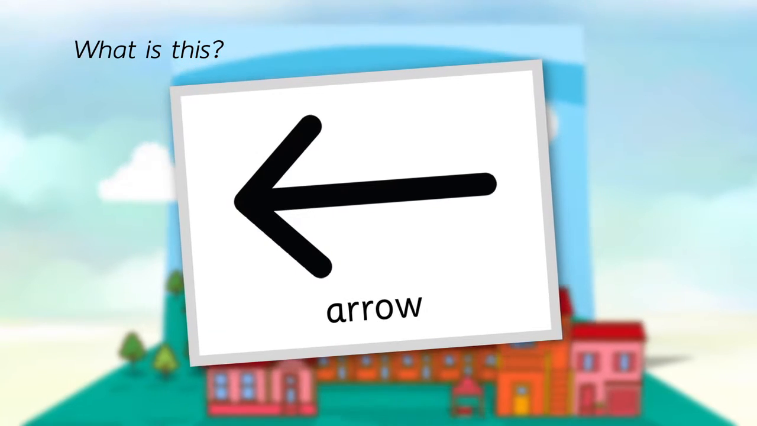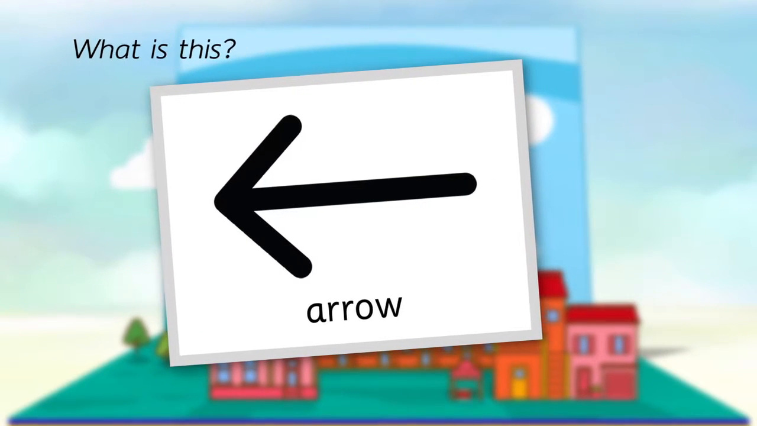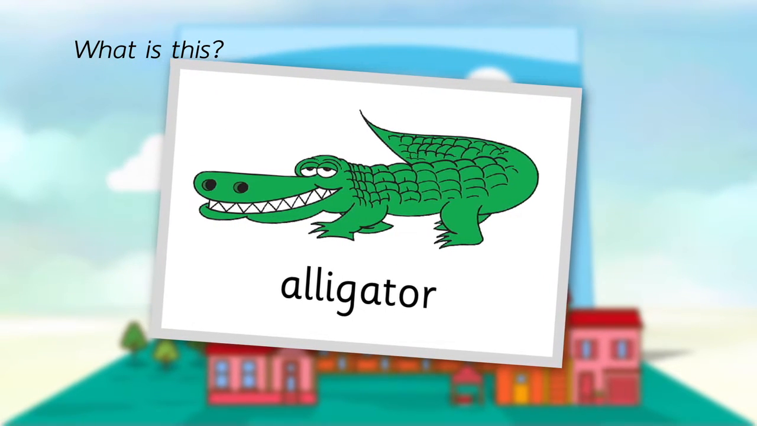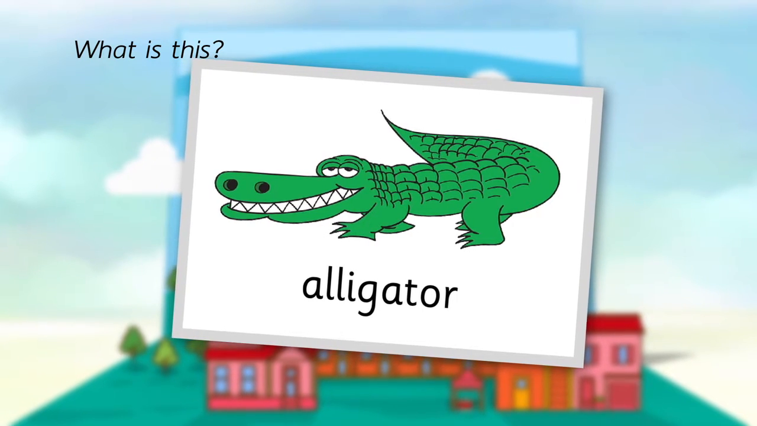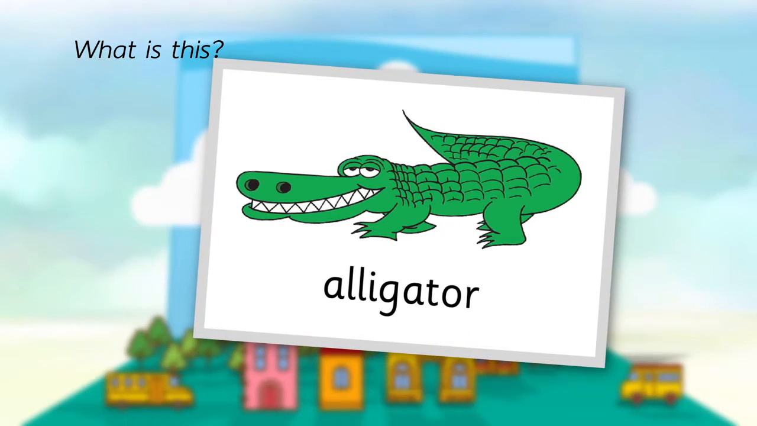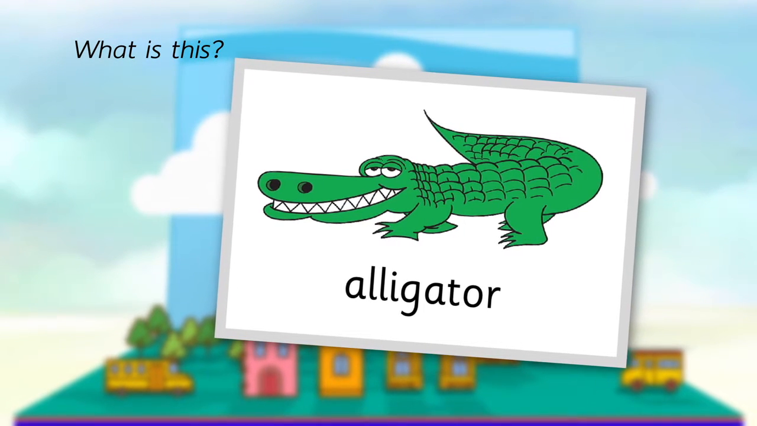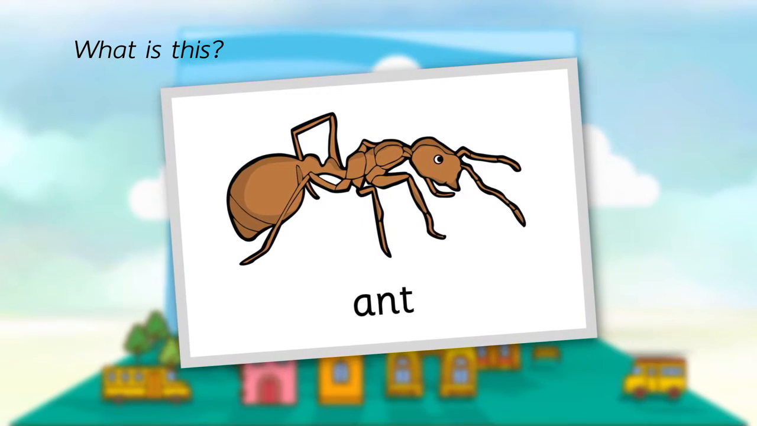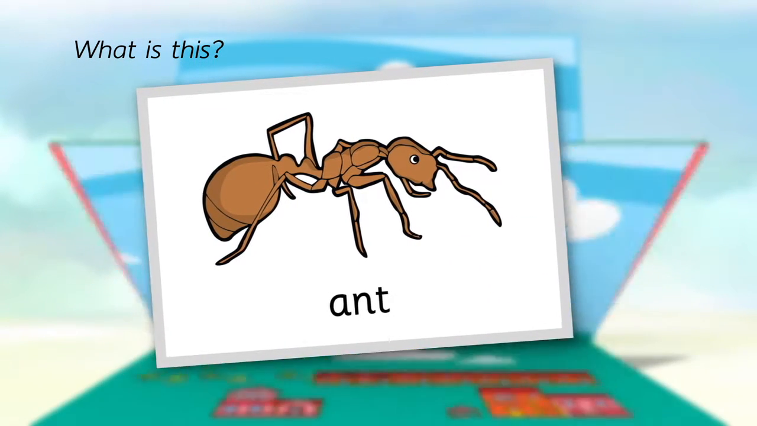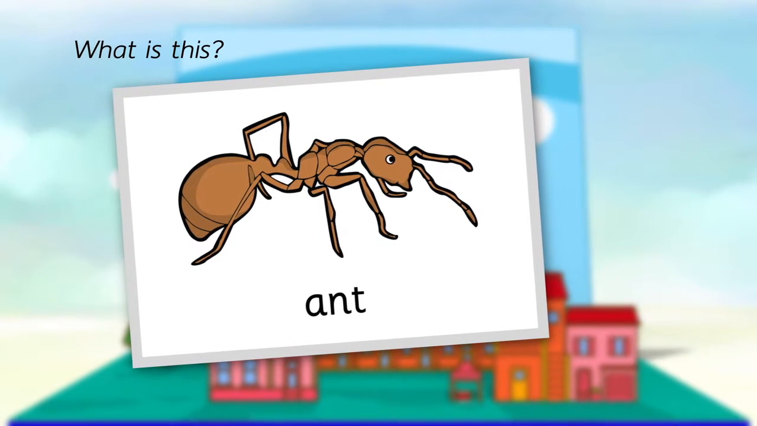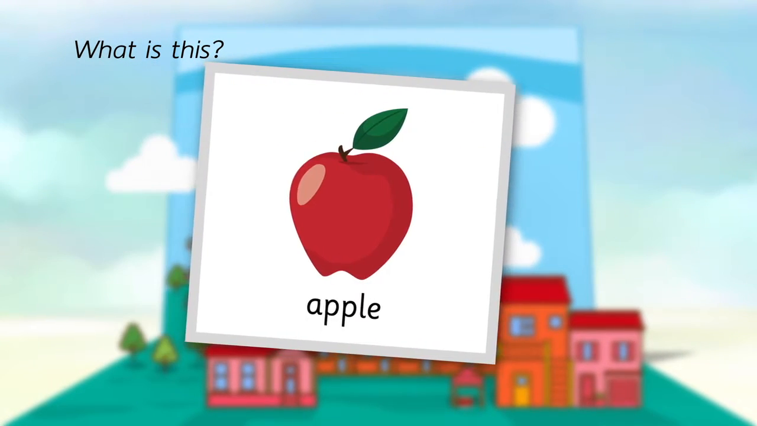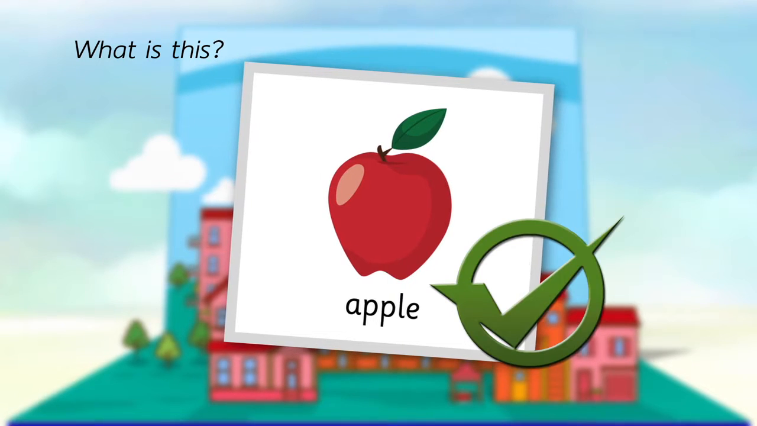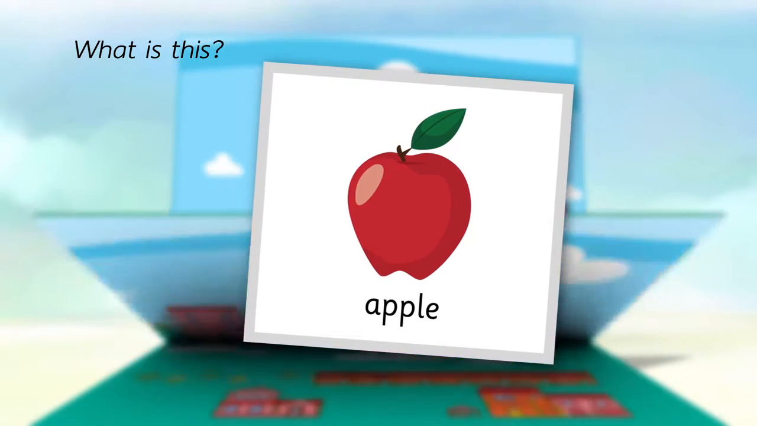Did you say arrow? What about this? Alligator. You see alligator at a zoo. What is this? Ant. There was ant on my arm. Yuck! Apple. Give your teacher an apple.